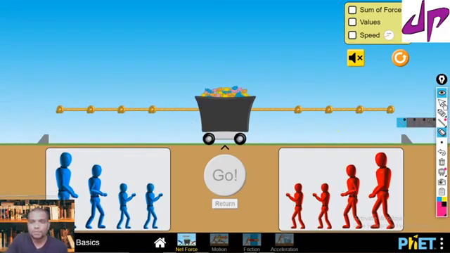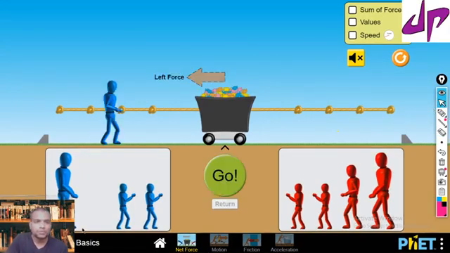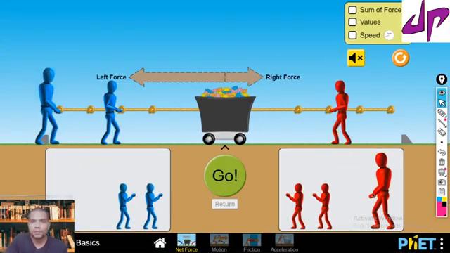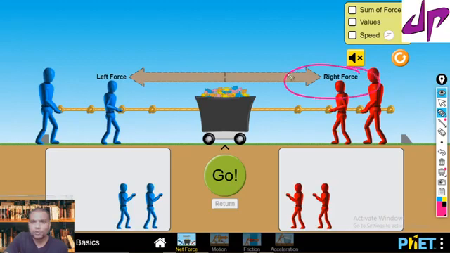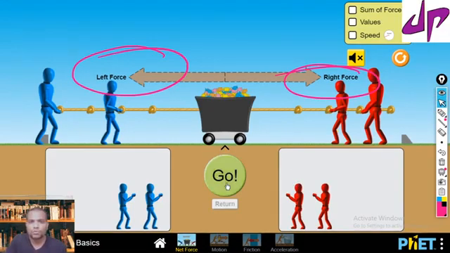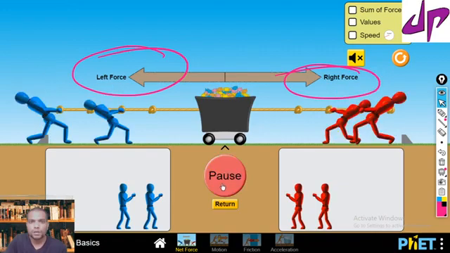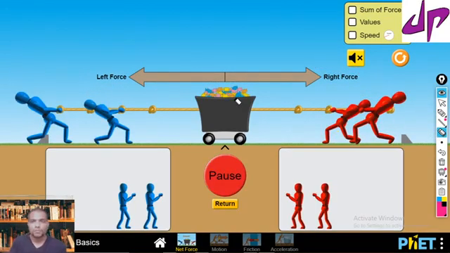Suppose I pick up my teams, one is the blue team. These two persons I picked up, and here also my red team. Here you can observe the arrow marks show the net force on the right side and the net force on the left side. Now if I hit the button go, now they are applying force. Now here is the question: will the cart move?